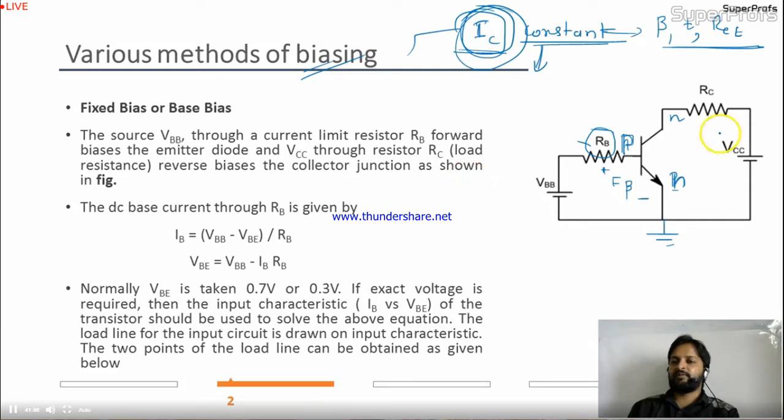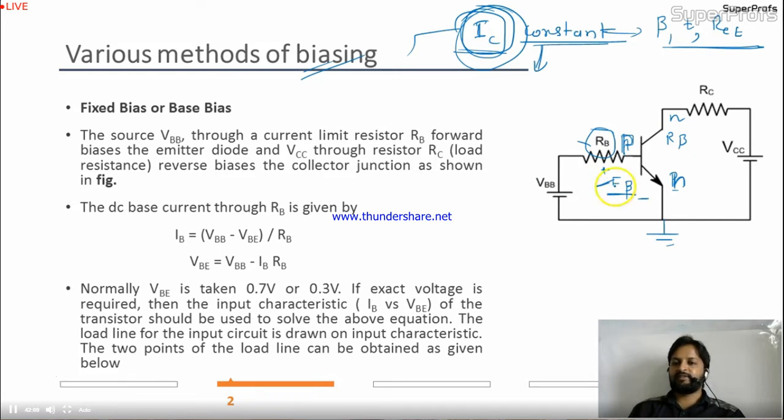What about the collector junction? This is N, this is P, so it will definitely be in reverse bias. This will be in reverse bias and this will be in forward bias. So the active region condition is satisfied. Your transistor will now work in the active region. Is there any problem? Why are we interested only in the active region? Because amplification is possible in the active region only. That's why. So the condition is fulfilled.